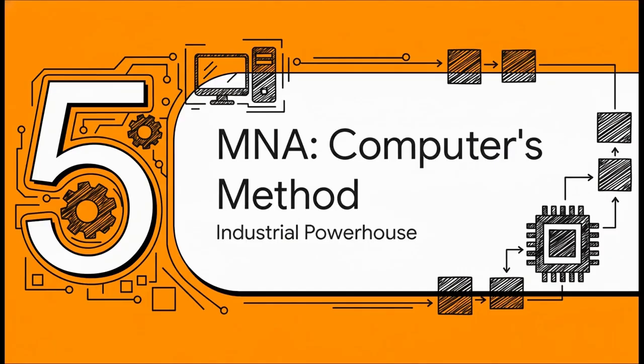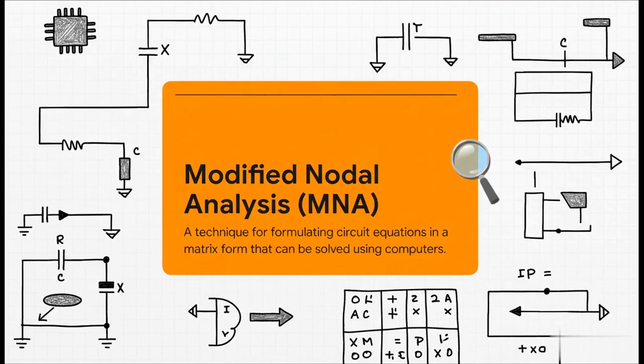But then the computer arrived. And computers, well, they think in a completely different way. This new era of silicon demanded a totally new kind of tool, an industrial-strength powerhouse built for pure computational efficiency above all else. And that method is called modified nodal analysis, or MNA. Its goal is completely different from the others. It's not trying to be elegant or give a human any special insight. Nope. Its only job is to take a circuit's equations and organize them into a perfectly standardized format that a computer program can solve as fast and as reliably as possible, no matter how ridiculously complex that circuit gets.